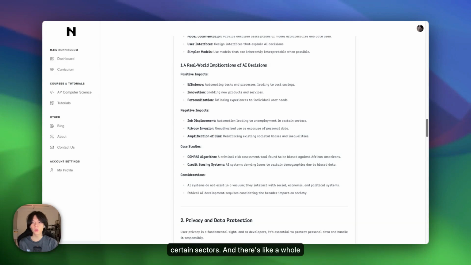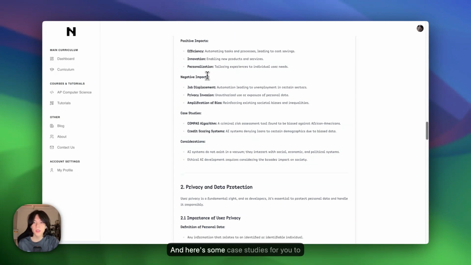And there's a whole talk going on nowadays that AI is going to replace all humans and there will be a massive job displacement, which is kind of already happening. But still, AI can't work on its own, so it needs a co-pilot, basically humans on its side, to regulate it, provide it with rules, and make it fair and bias-free. Also, privacy invasions, so unauthorized use or exposure of personal data, and amplification of bias, so reinforcing existing societal biases and inequalities.